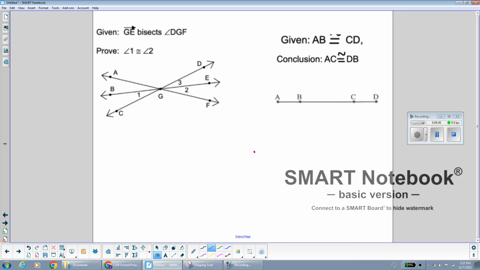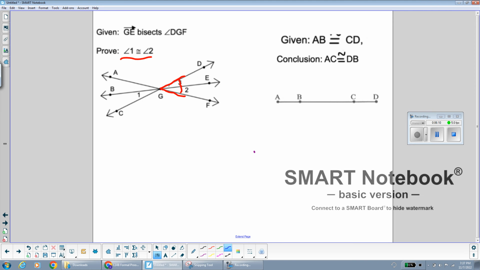So it says here that GE, ray GE, that's the symbol for ray, bisects angle DGF. So angle DGF is being bisected. That's this angle over here. So just like in the previous example, we know it's being cut into two equal parts. So I do know that angle 3 is congruent to angle 2. My goal is to prove that angle 1 is congruent to angle 2.